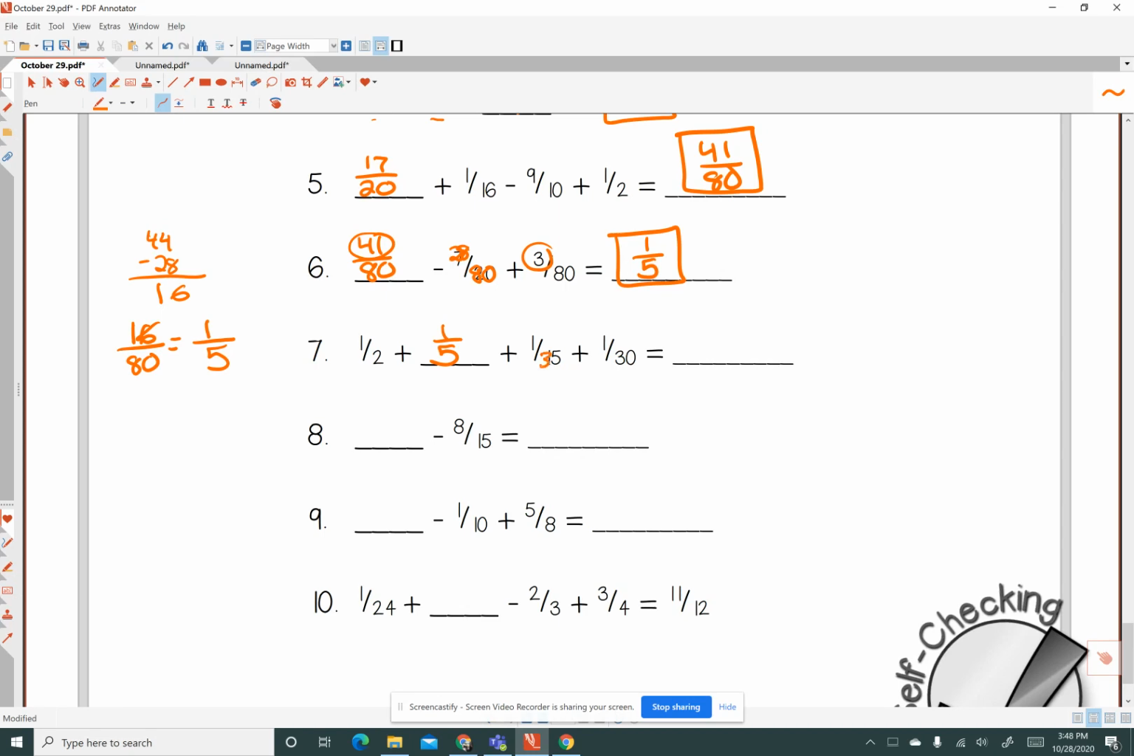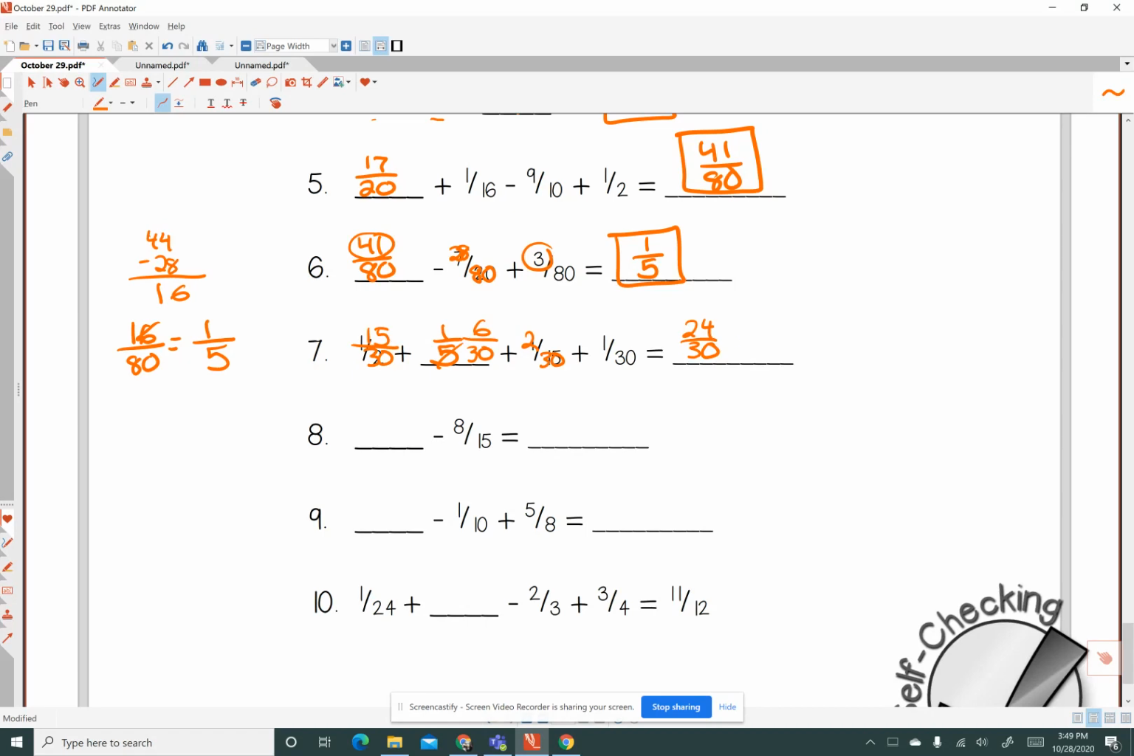So 1/15 is the same as 2/30. 1/5, well, 5 times 6 is 30, and 1 times 6 is 6, and 2 times 15 is 30, and 1 times 15 is 15. So let's add that all up. 15/30, 6/30, 2/30, and 1/30. So 15 plus 6 is 21, and 2 more is 23. This makes 24/30.